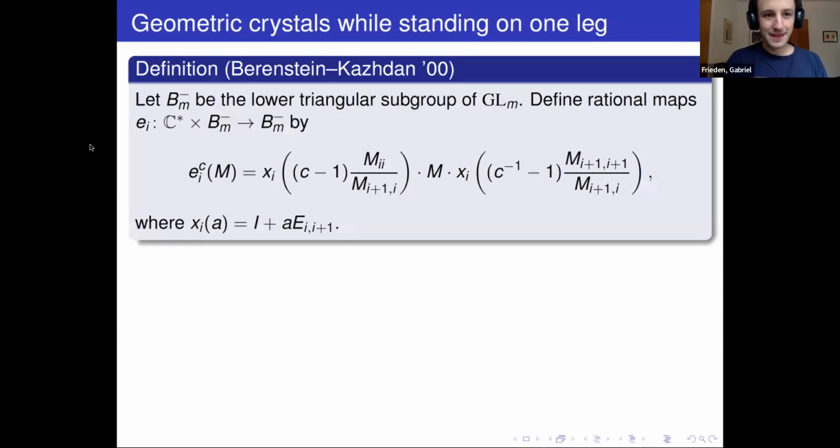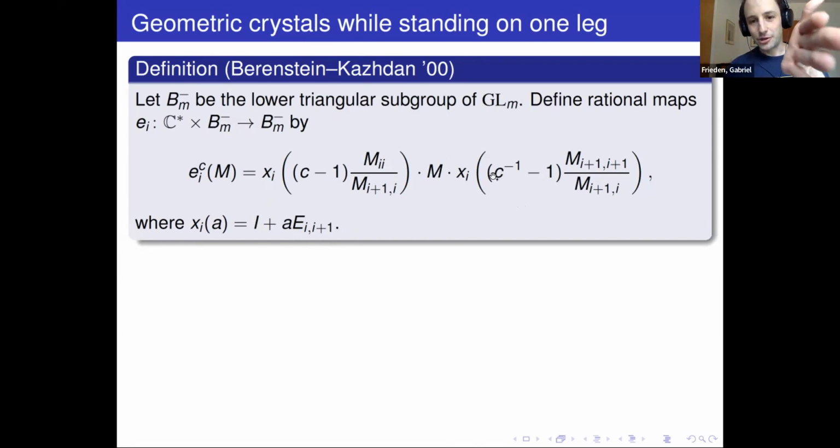So here's the idea. You start with the Borel subgroup of a reductive group. In our case, it's just the lower triangular matrices in GLm. And we define rational actions of C star on the lower Borel by multiplying on the left by a Chevalley generator and multiplying on the right by another Chevalley generator. This means this is the matrix that is the identity with an A just above the diagonal in one position. And what it does to the matrix is it adds some multiple of row I plus 1 to row I.